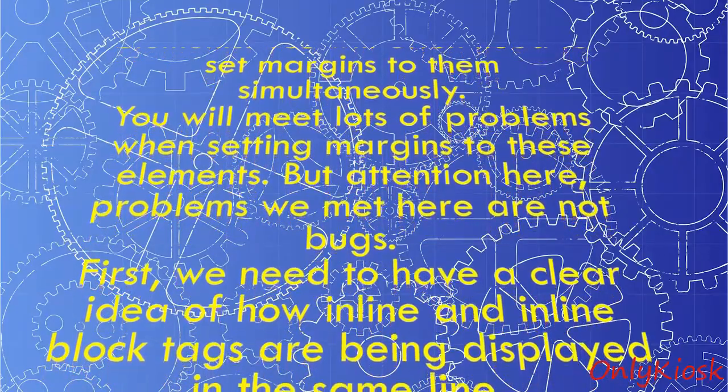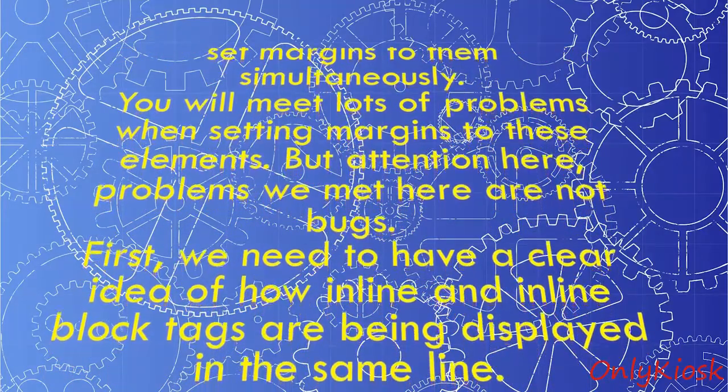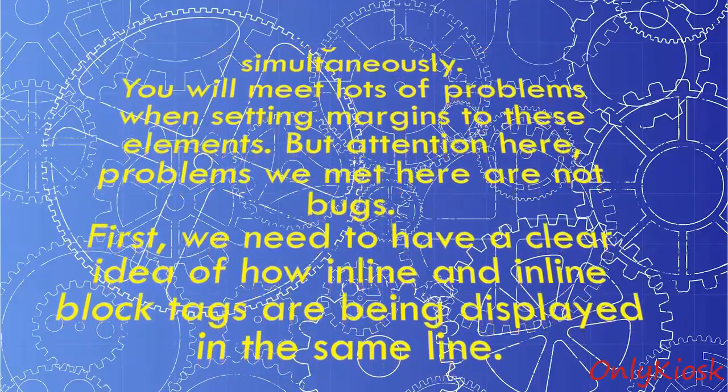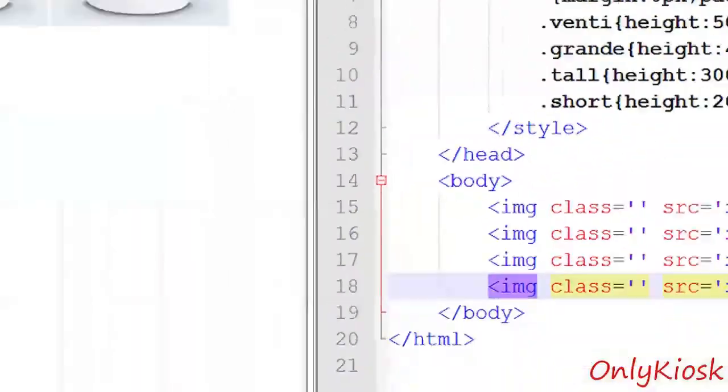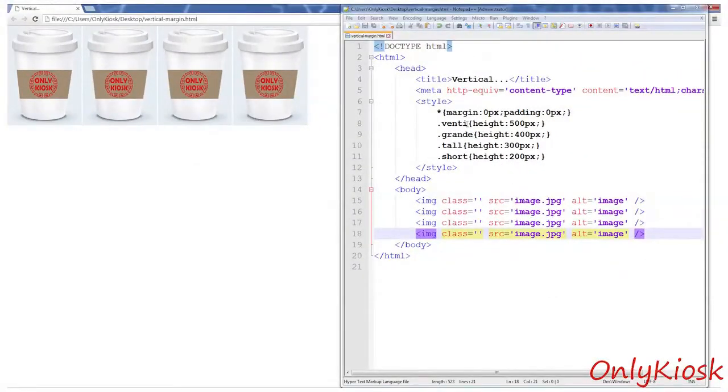First, we need to have a clear idea of how inline and inline block tags are being displayed in the same line. Let's try the img tag. If we copy and paste the img tag a few times, all the identical images will be displayed on the same line. But all the images are of the same width and height. Therefore, that suggests that an important bit of information has been hidden.